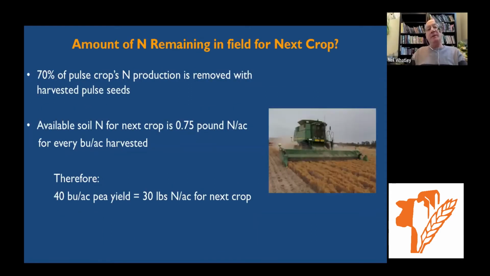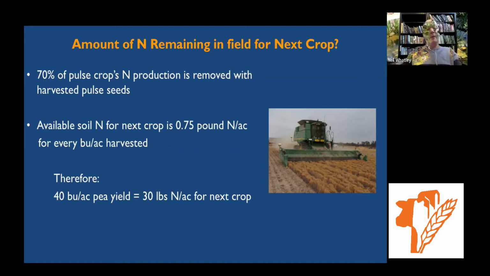Now we often wonder how much nitrogen is remaining in the field for the next crop, and this is something we didn't realize, couldn't figure out in the 90s. We knew there was something happening there for the next crops, but it wasn't until the 2000s that two experiments were done, one in Lethbridge, one at University of Saskatchewan, and we know that 70% of the pulse's nitrogen production is removed with the pulse seeds.